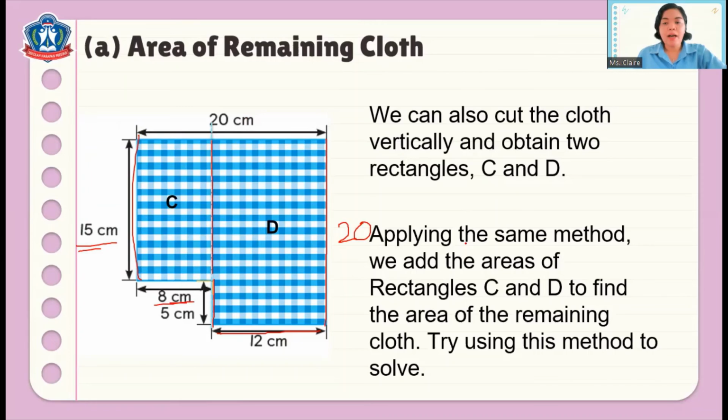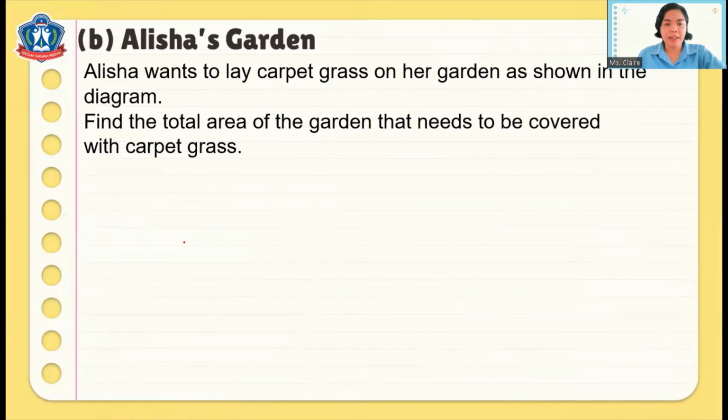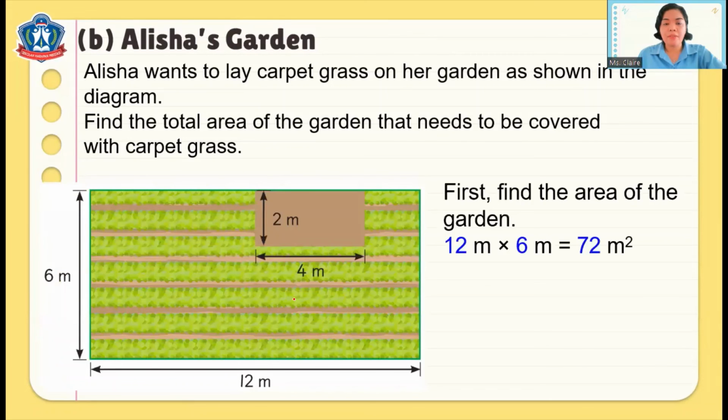Okay? Now, I have here another problem. I have here Alicia's garden. Take a look. Alicia wants to lay carpet grass on her garden as shown in the diagram. So let's find the total area of the garden that needs to be covered with carpet grass. It means this part, the one with the plants. So we are going to cover this with carpet grass. How are we going to solve this if there is a part that needs to be uncovered?